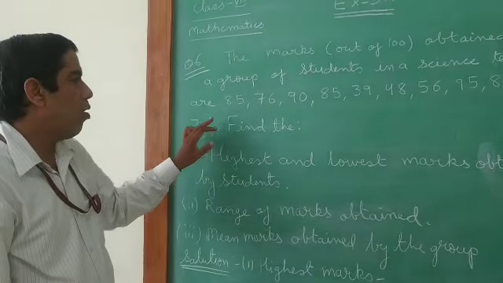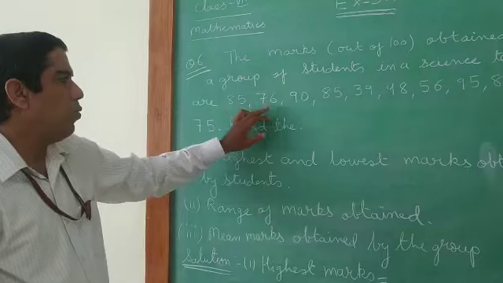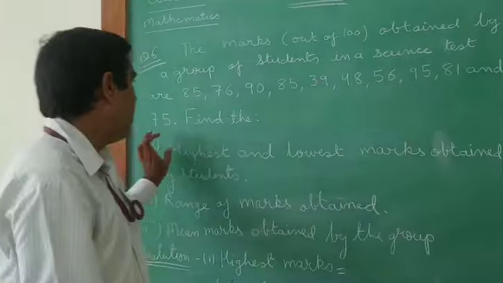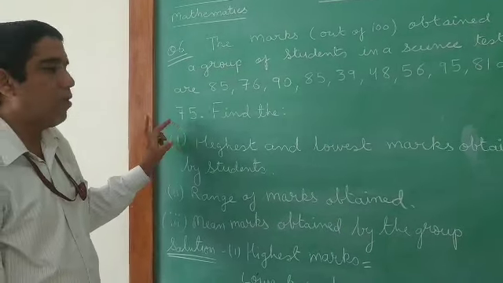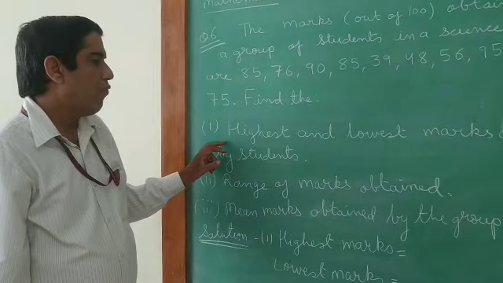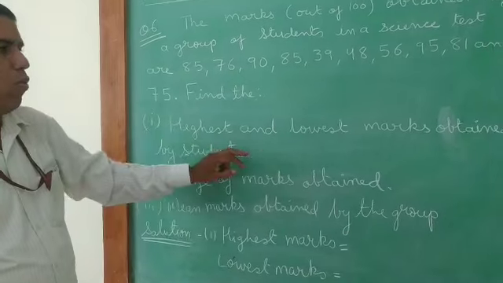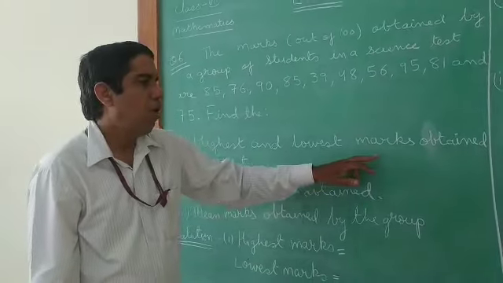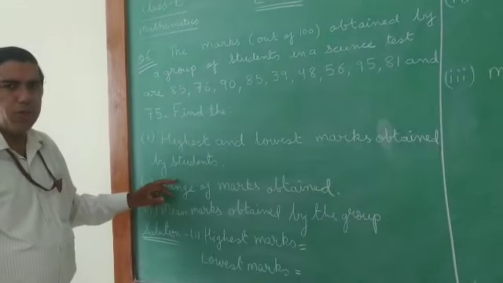Let us see how many marks there are: 1, 2, 3, 4, 5, 6, 7, 8, 9, 10. So 10 students have scored the marks. In the group there are 10 students. Find the first part, the highest and the lowest marks obtained by the students.